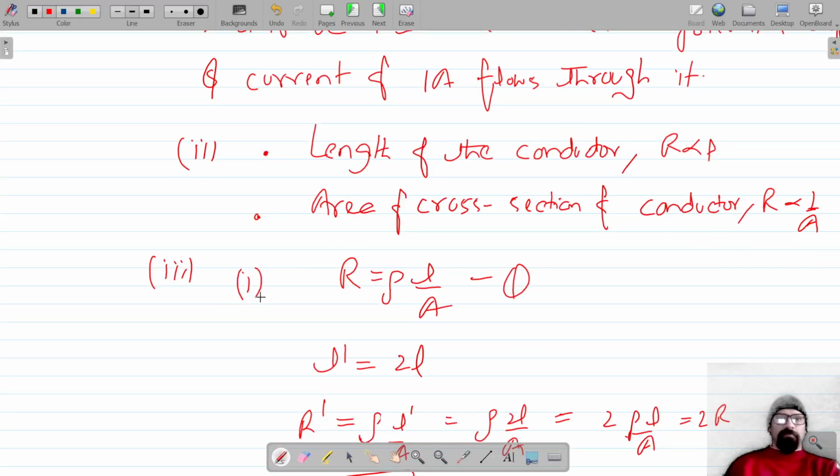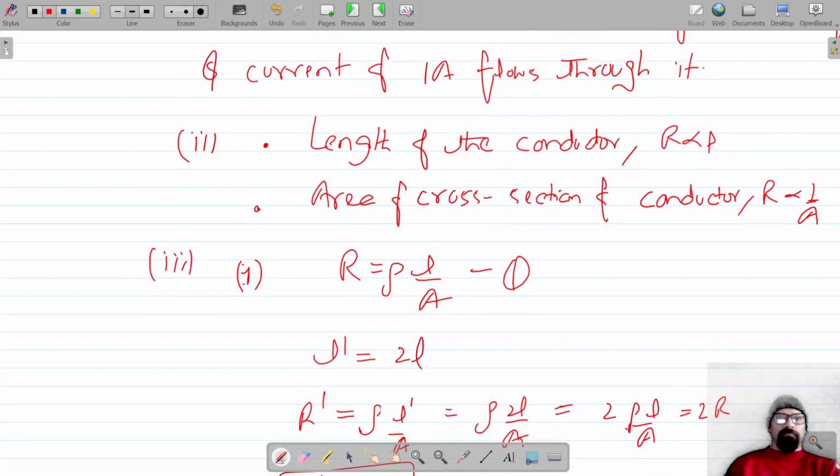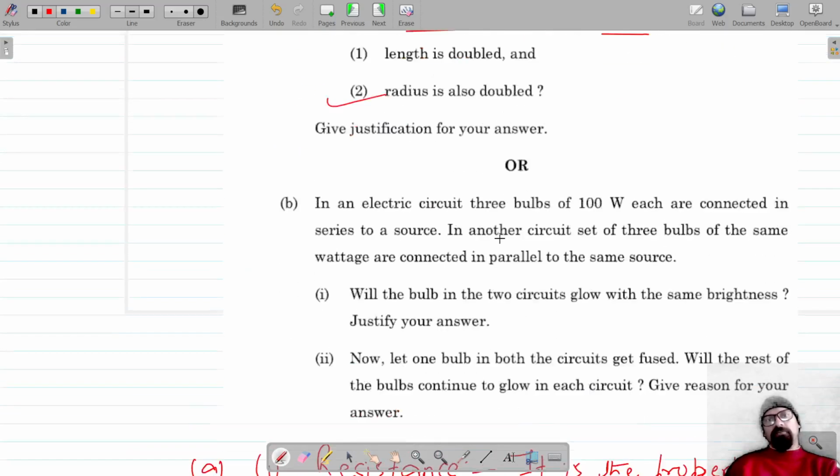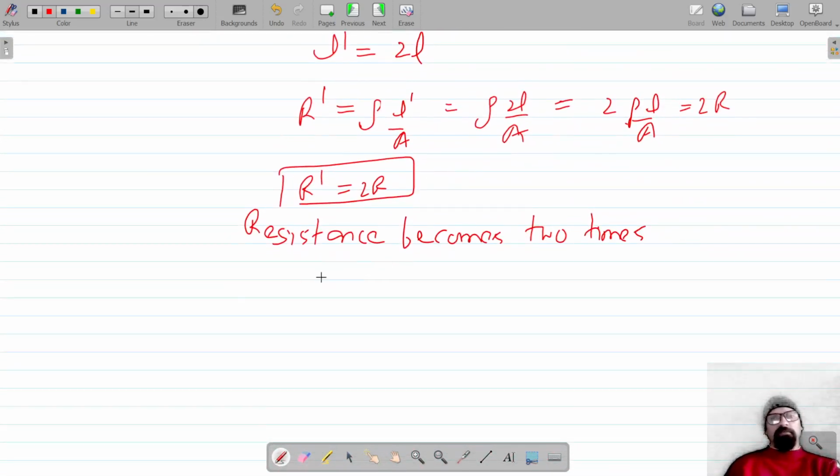Okay, now the second is when the length is doubled and radius is also doubled. This was the first part. And it's given that length is doubled and radius is also doubled. So radius is also doubled means the length is also taken into consideration. So our formula for resistance is rho into L by A. Now new length is 2L and the new radius is 2R.